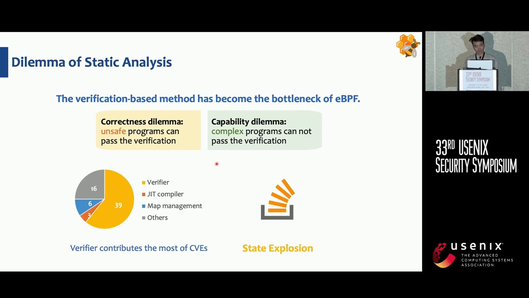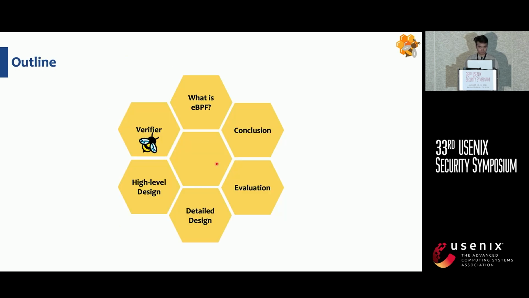The second dilemma is the capability dilemma, which means safe but complex programs cannot pass the verification. This is because the verifier needs to traverse all possible execution paths, which brings the state explosion problem for these complex programs. So our goal is to address these dilemmas and provide the same security goals as the verifier.